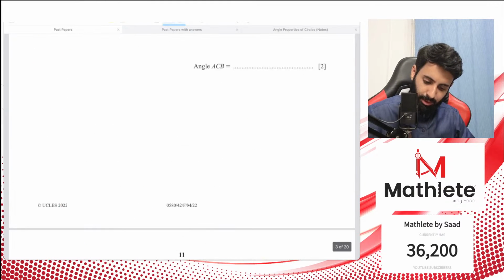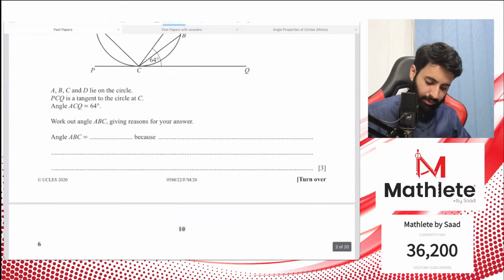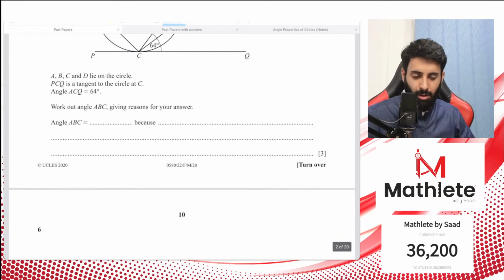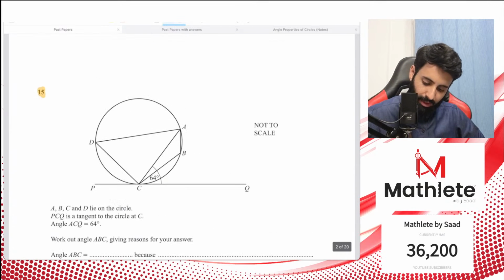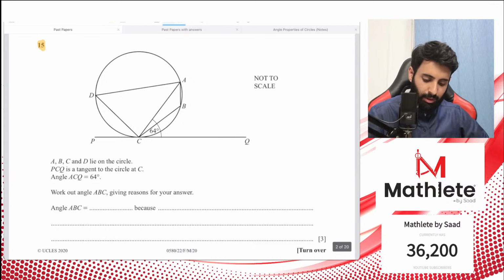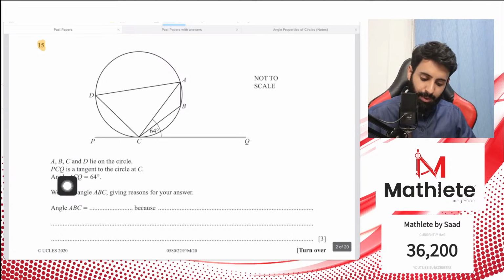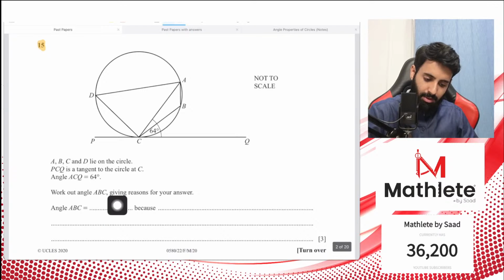Let's do another question which I've marked yellow. Yeah, let's do this question. This is from February-March 2020, paper 2, variant 2. Let's see what it says. It says A, B, C, and D lie on the circle. Okay, so we have a cyclic quadrilateral to begin with. Keep that in mind. PCQ is a tangent to the circle at C. Angle ACQ equals 64 degrees. Work out angle ABC, which by the way is this angle. Giving reasons for your answer.